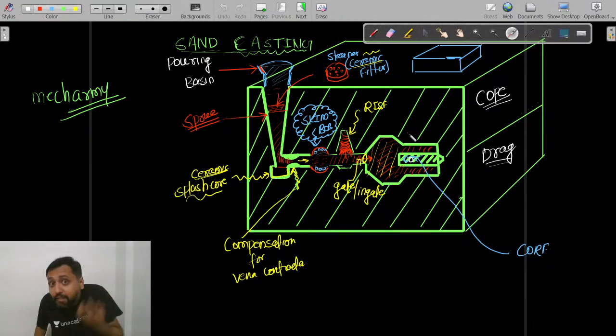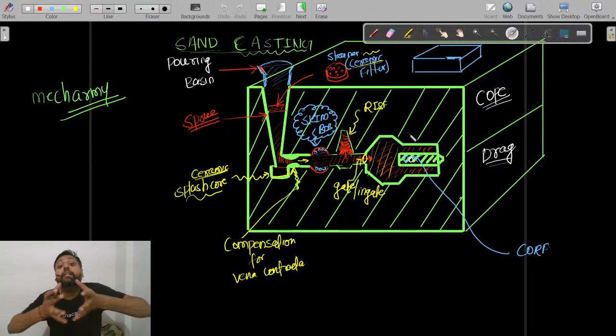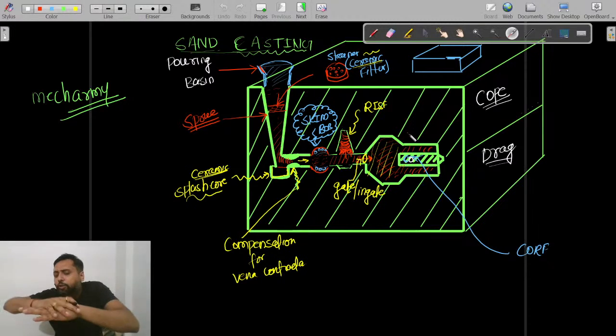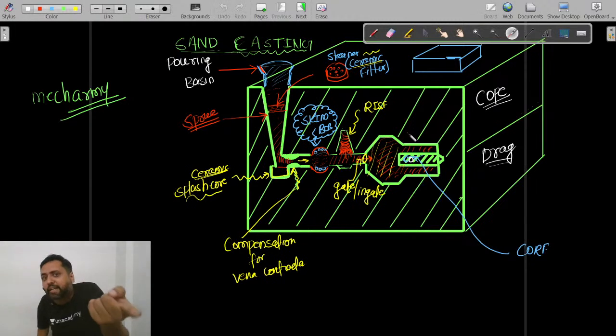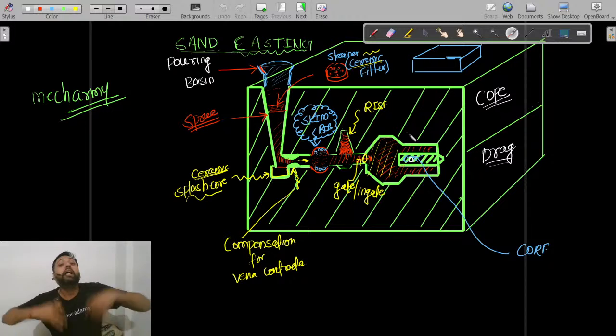And that means you are making the cavity larger. How to make the cavity larger? By making the pattern larger, because this is the pattern that you keep there and over which you put the sand and you ram it, and then you take the pattern out, you have the cavity left in the sand mold. So why not make the pattern itself larger, lengthwise 2 mm, widthwise 1 mm, thickness wise 1 mm, and you take the pattern out, the cavity will be larger.